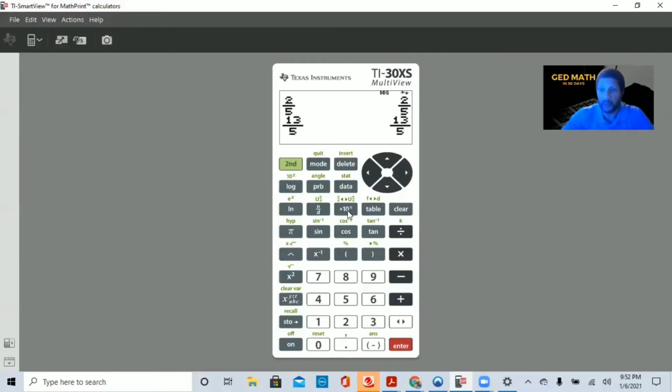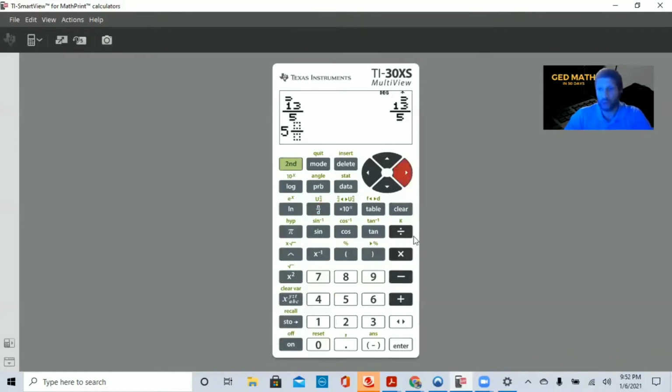Most people think we could hit N/D, put our whole number in, then our fraction. It's a little different. What you do is hit second. Remember, we press second to get any command in green. Over top of the N/D, you'll see U N/D. That stands for the unit or the whole number, and then N/D for the proper fraction. So we're going to hit U N/D and put our whole number in.